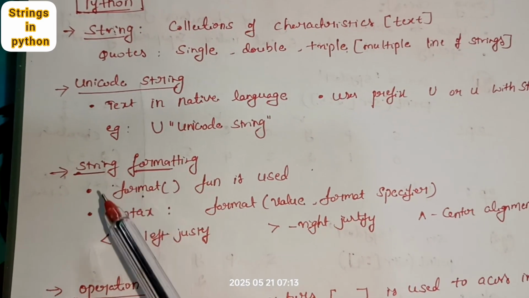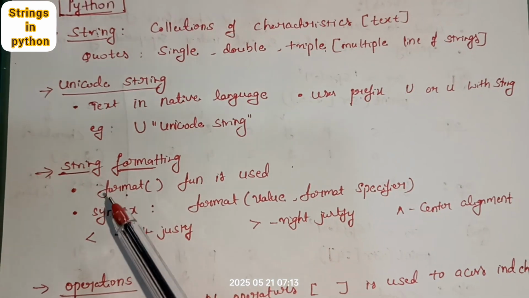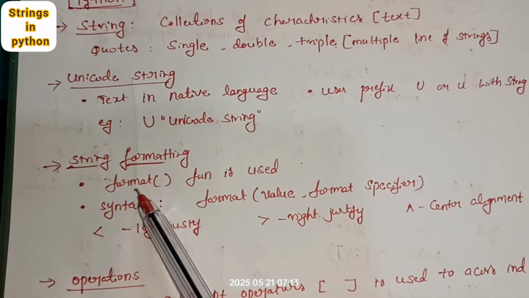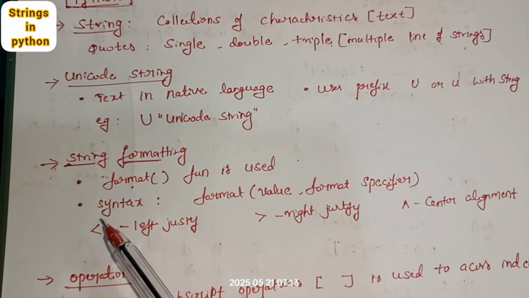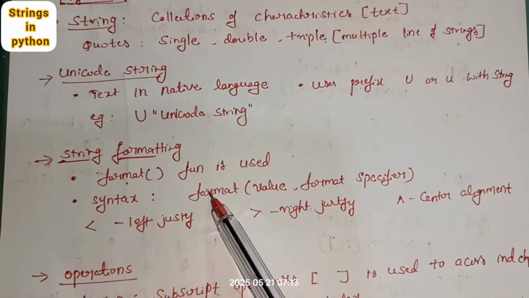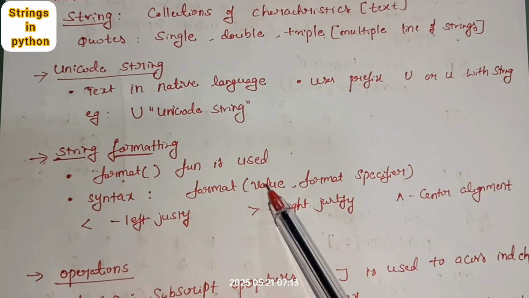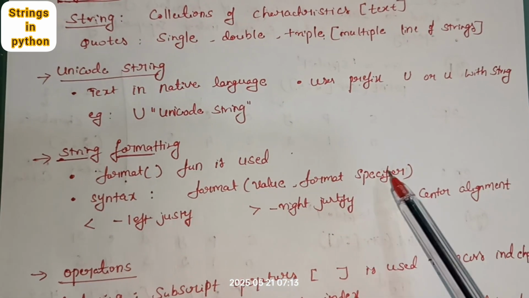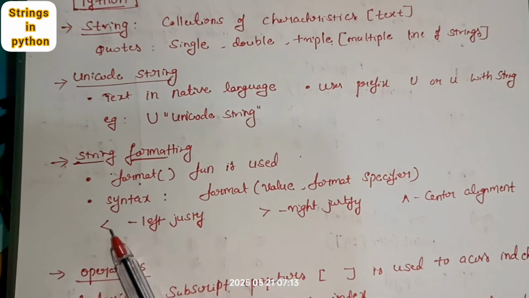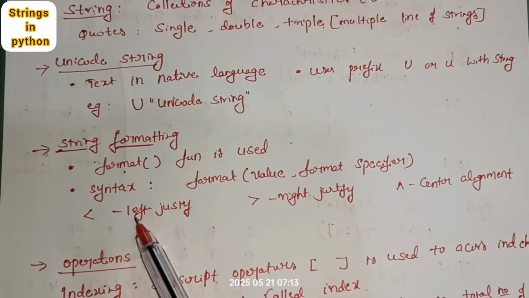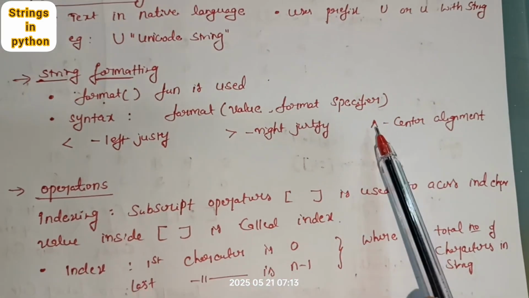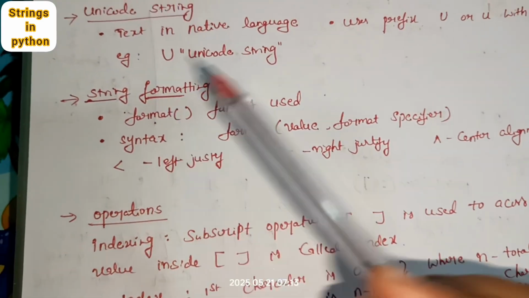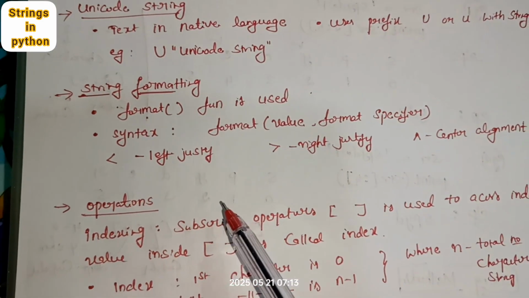Next, how can we do formatting with respect to alignment? The format function is used for string formatting. What is the syntax? Format, it has some value here, then a format specifier. If you use the symbol like this, it is left justification, this is right, and this is center alignment. This is how we can do string formatting in Python.